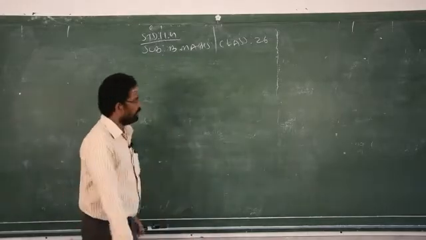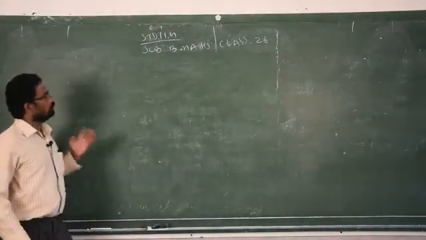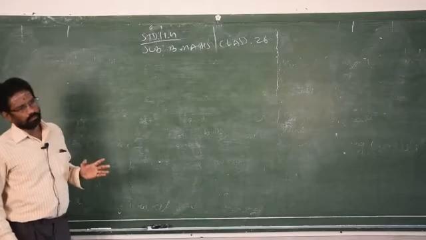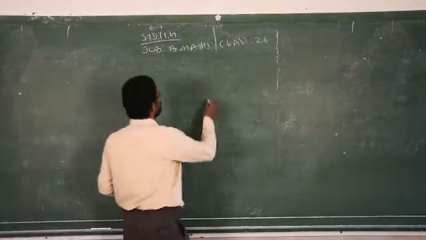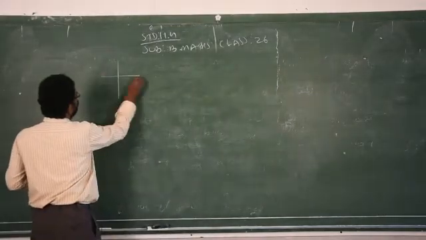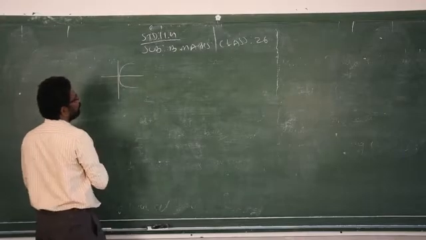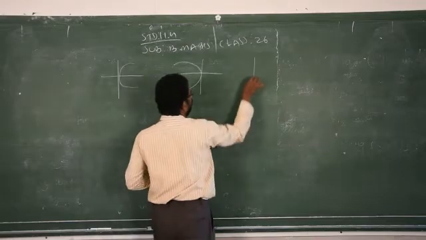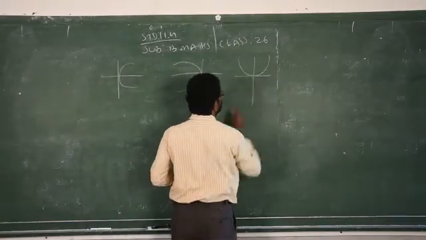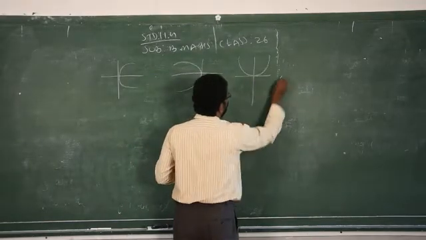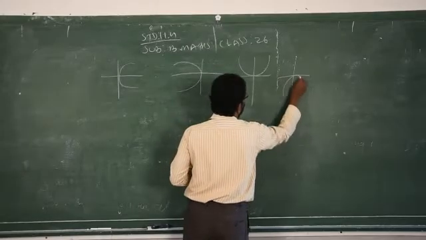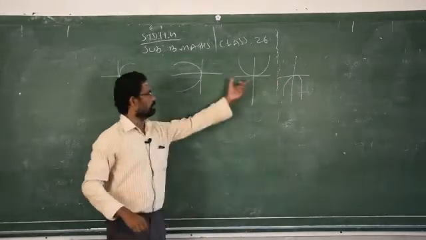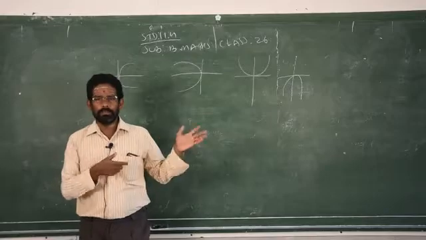So for parabola, we have four standard forms. Just see now: this is right side open, this is left side open, this is open upwards, and this one is open downwards.